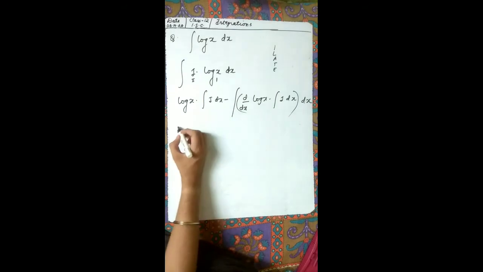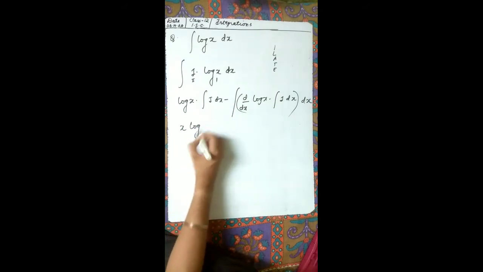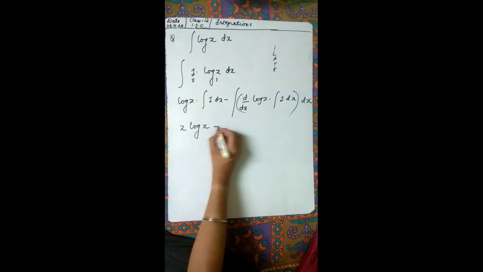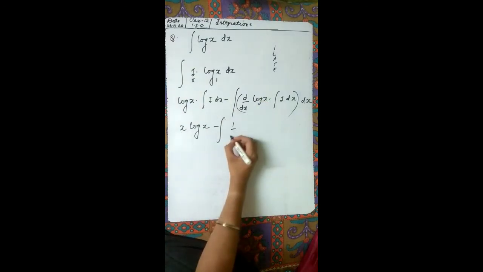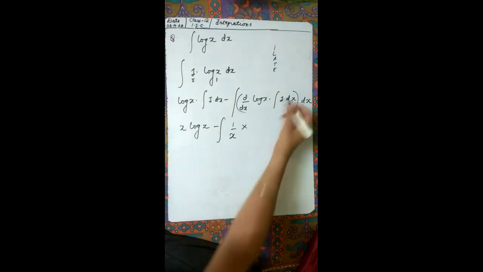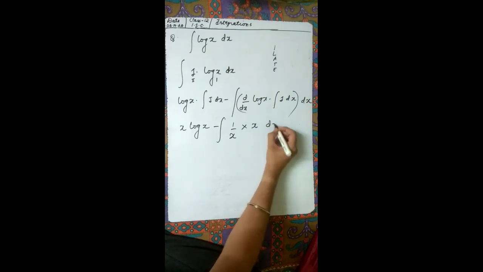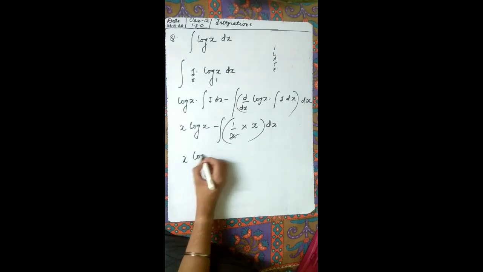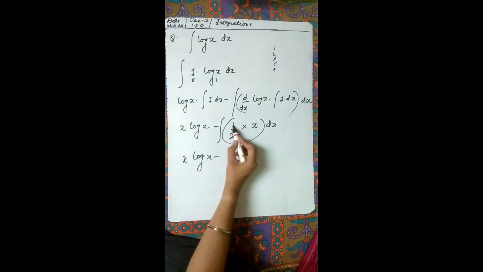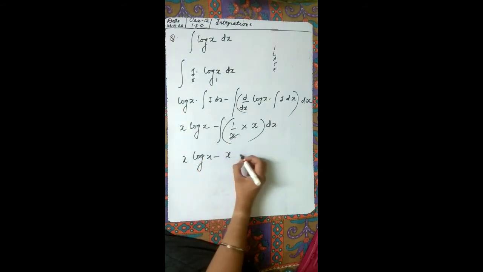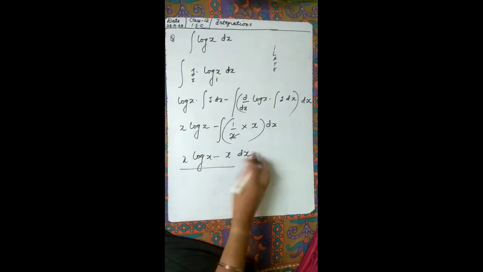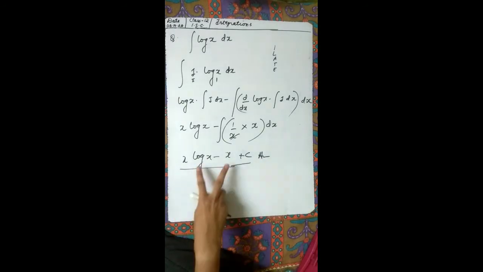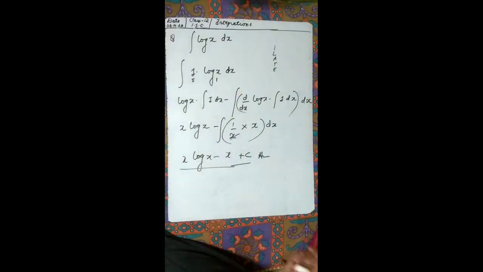Alright, so we know the integration of 1 is x, so log x into this gives x, so I have written here x minus 1 upon x into x dx. This x with this x cancelled, so we get x log x minus, again the integration of 1 will be x, so plus c. This will be your answer. If you differentiate, you will get log x only.